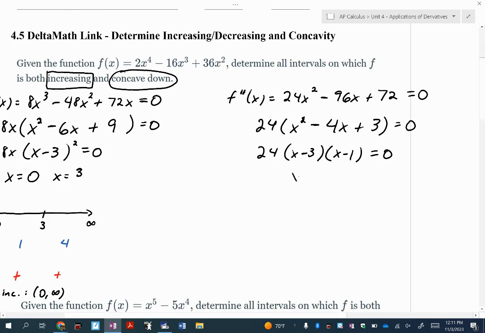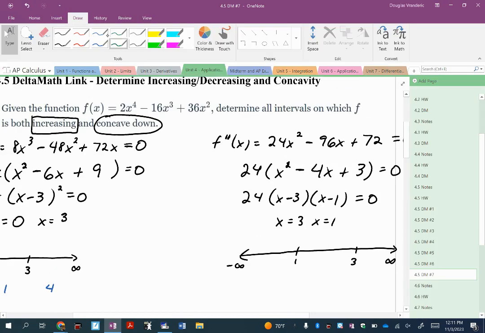Okay. What are my critical points? Positive 3 and 1. All right. Make the number line. What's up, Georgie? If I made a mistake, please tell me.